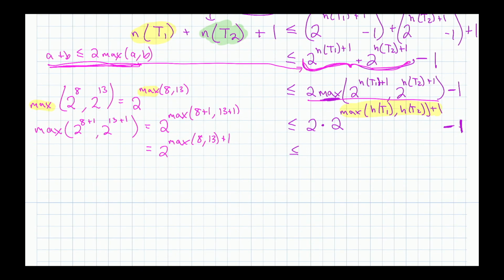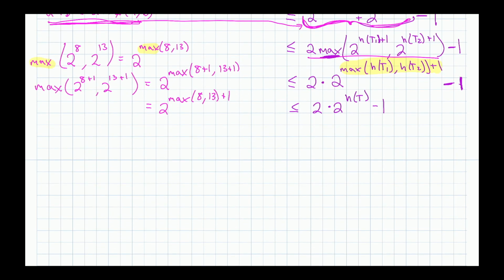So this is going to be less than or equal to 2 times 2 to the h of t minus 1, like that. And then we can combine the 2 and the 2, because this is a 2 to the 1 and a 2 to the h of t. So just using properties of exponents, that's 2 to the h of t plus 1, then minus 1. And that was a lot of work, but I think that is what we were trying to prove.